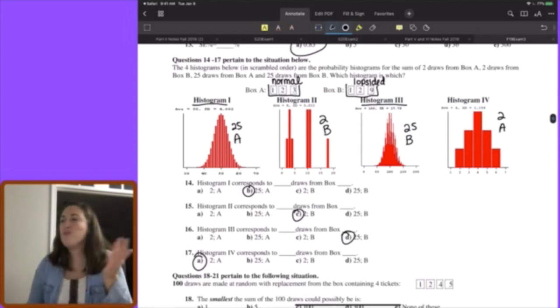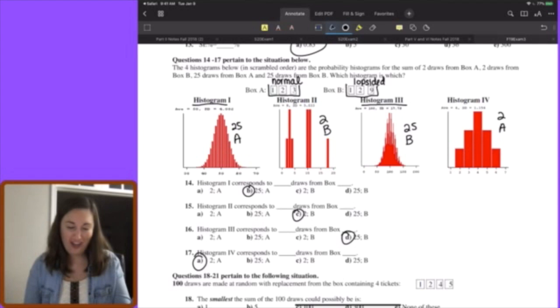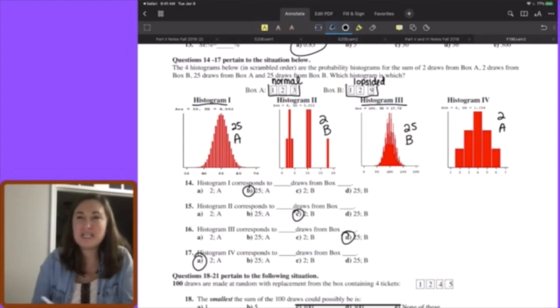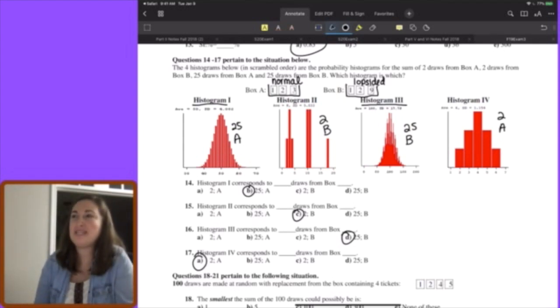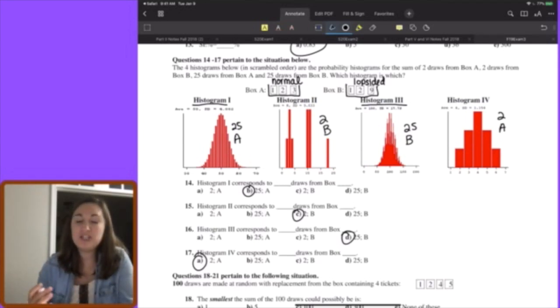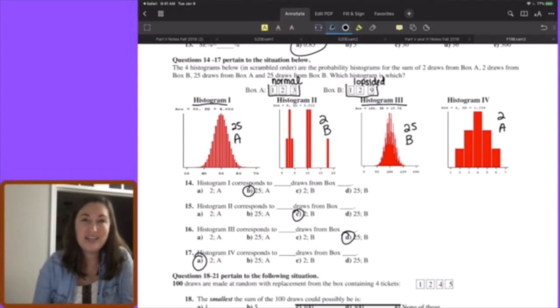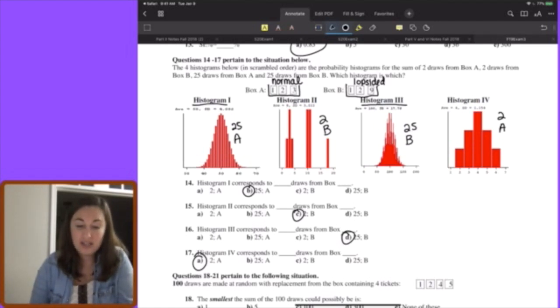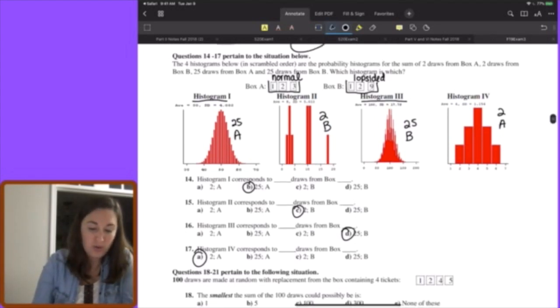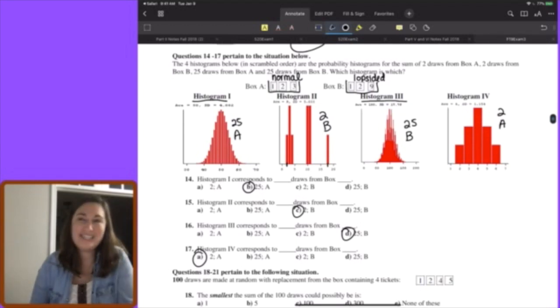Okay. Another way, I'll just give you guys another way to solve this too if you wanted to. At least for the two draws, what you could do is think about box B. If I took 2 draws out of box B, the smallest sum I could get is 2 ones, right? The smallest sum would be 2. And the biggest sum I could get is 2 nines, which is 18. And if I look at histograms 2 and 4, histogram 2, the lowest bar is at 2 and the biggest one is at 18. So I know that has to be for box B.